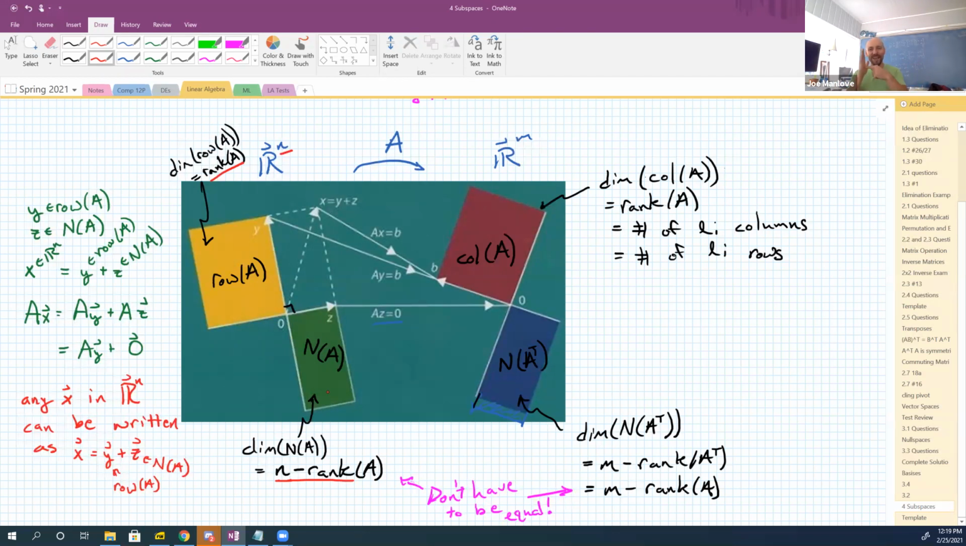But what if they don't meet that way? What if they're like this? What if it's a plane and a line in the plane? Well, then I can only get stuff in the plane, right? You guys see that? Yeah. Okay, so how do I know they don't overlap? I need an argument for why something in the null space can't be in the row space, or why something in the row space can't be in the null space.